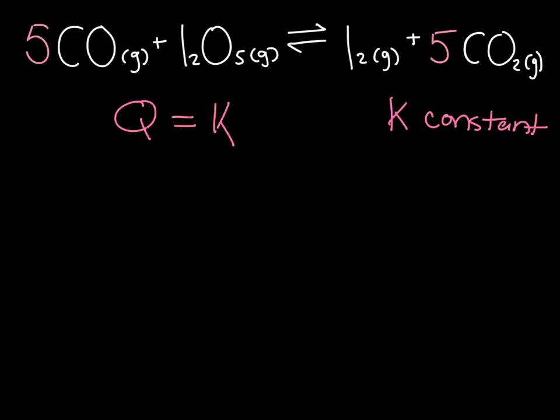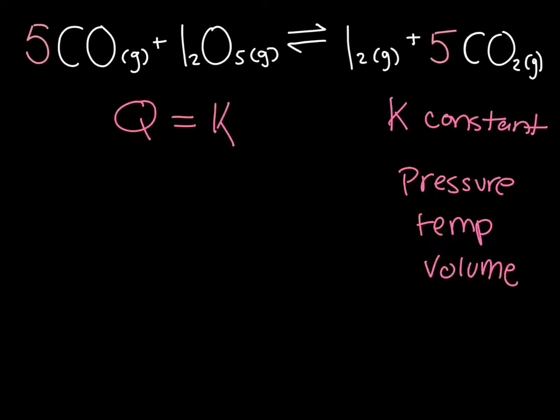We can add stress to a system involving gases, like this one, by changing pressure, temperature, or volume of the reaction vessel. So how do these changes affect our yield?